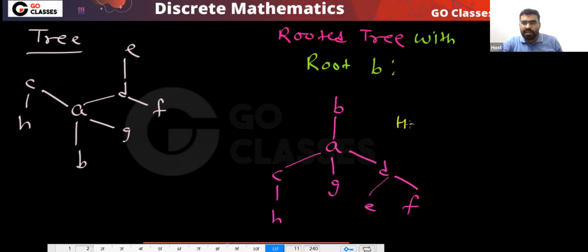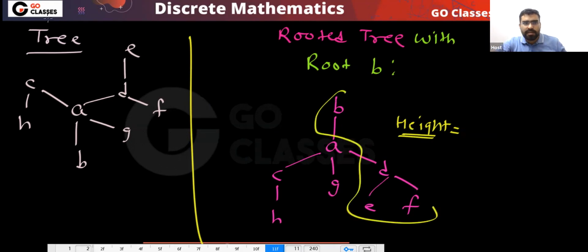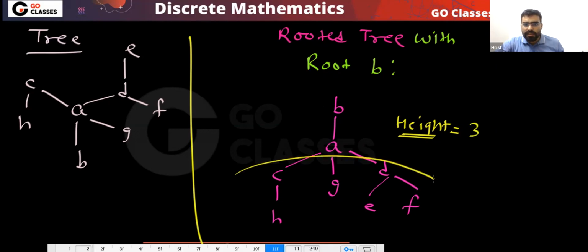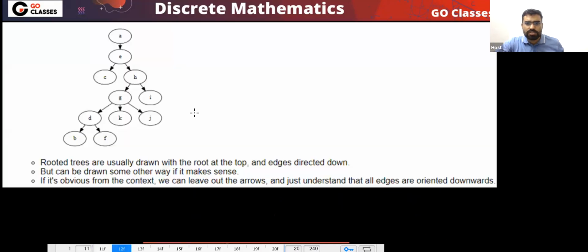And what will be the height of this rooted tree? Height means from root to the farthest leaf. What is the path? I can say that is basically a length of 3. So the number of edges is 3. Very simple. And what are the descendants of A? In this graph, these are the descendants of A. Very simple concept. So this is the concept of a rooted tree.